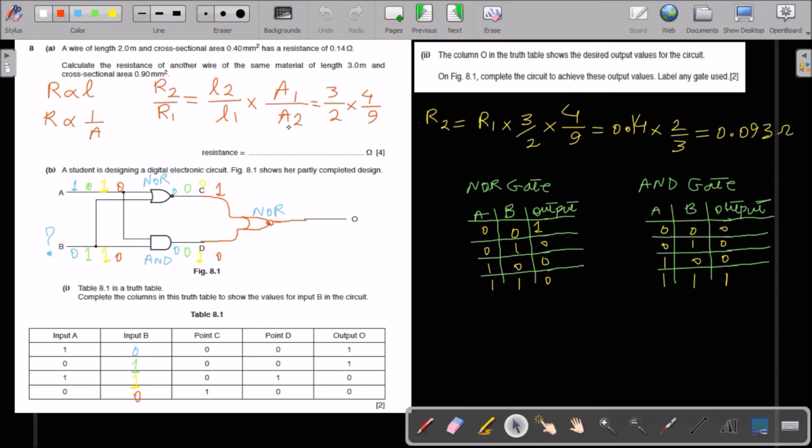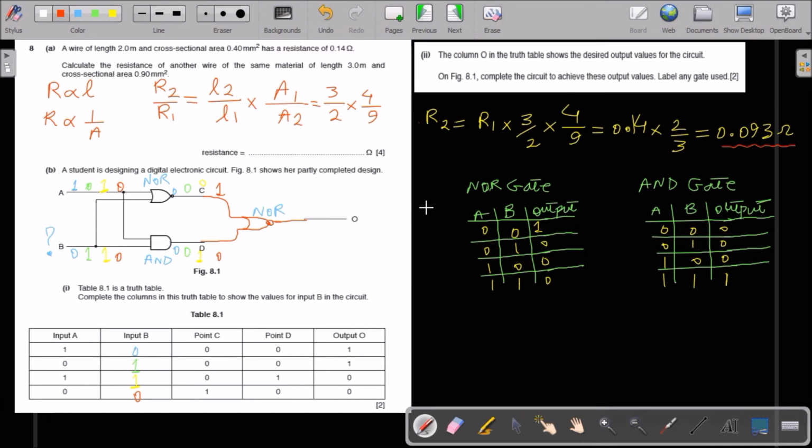So L2 is 3, L1 is 2, A1 is 4, and A2 is 9. R1 is also given as 0.14. If you substitute, you will get 0.093 ohm. So R2 will be 0.093 ohm.